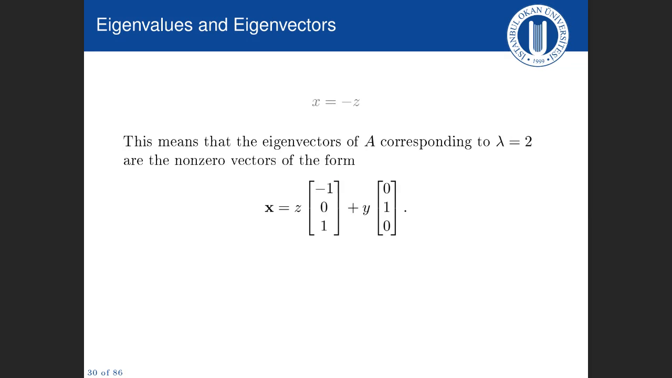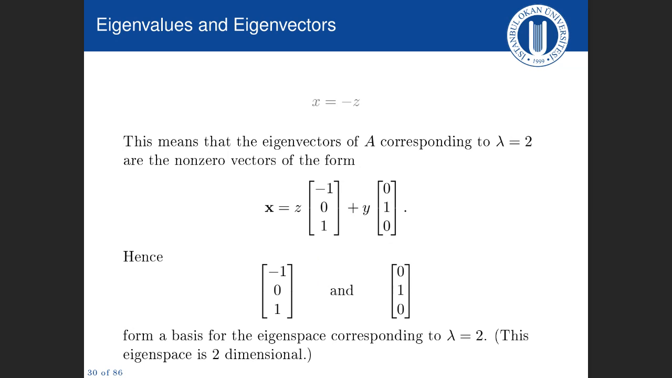And then as soon as we get to this, we have our two vectors. These are linearly independent vectors. So these are the vectors which form a basis for the eigenspace corresponding to lambda equal to 2. This basis has two vectors in it, so that tells us that this eigenspace is two-dimensional.